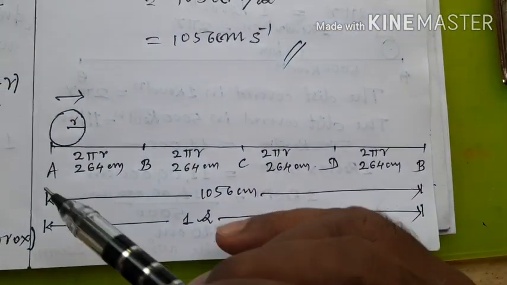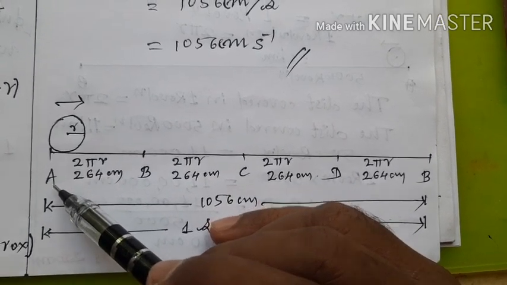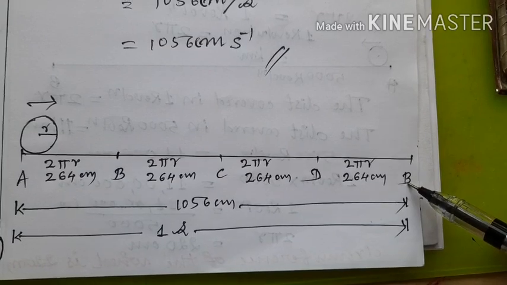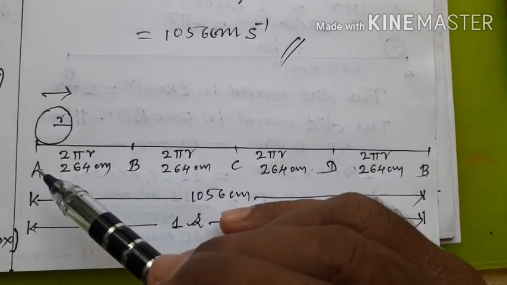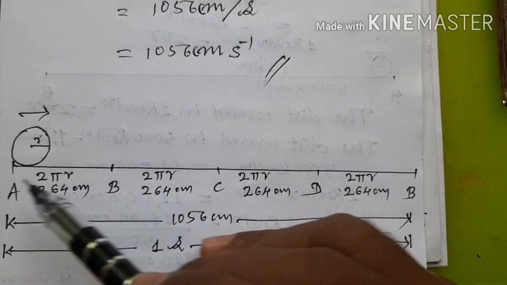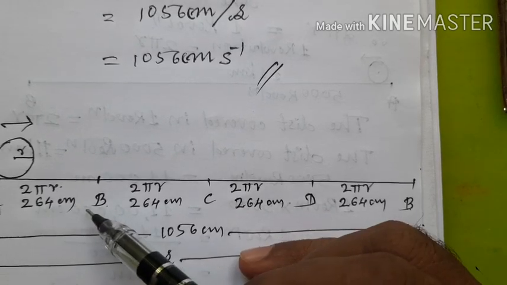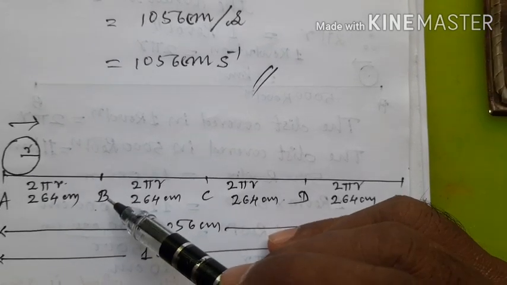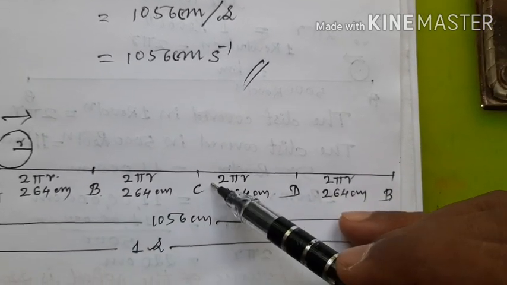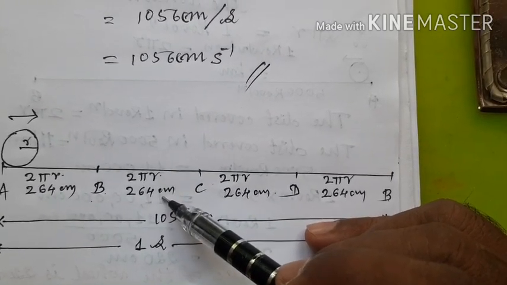Here children, the initial position of the wheel is A and its final position is B. Now you see, when the wheel moves from A to B, it completes 1 revolution. That time the distance travelled is 2 pi r. It is equal to 264 centimeter. The second revolution is from B to C. Distance travelled is 2 pi r, and distance travelled is 264 centimeter.